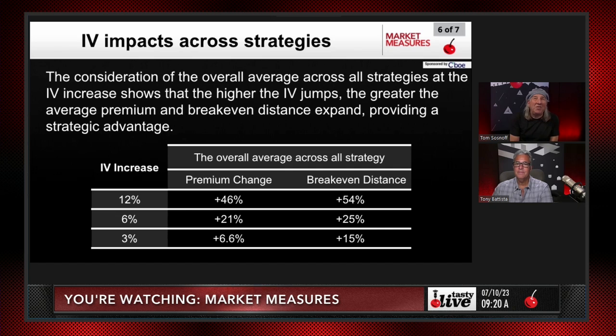Considering the overall average across all strategies, the implied volatility increase shows that the higher the IV jumps, the greater the average premium and break-even distance expand, providing a strategic advantage if you can hold until things come back and normalize. You can see the difference here with implied volatility increases: the premium change is plus 46% on 12%. These numbers are crazy. The break-even distance is plus 54%. And even on a 3% move, it's a huge premium change and a huge break-even distance.